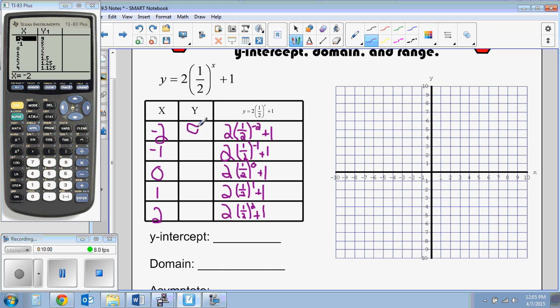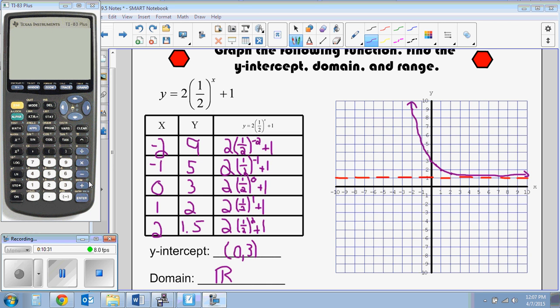If I plug that in here, I get 5, 3, 2, and 1.5. So we're going to use this, we're going to do the graph, and we're going to complete the answers. And again, I'll give you a couple seconds to fill it out, and just make sure you pause the recording.